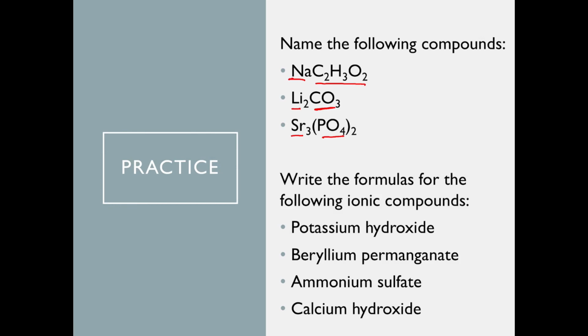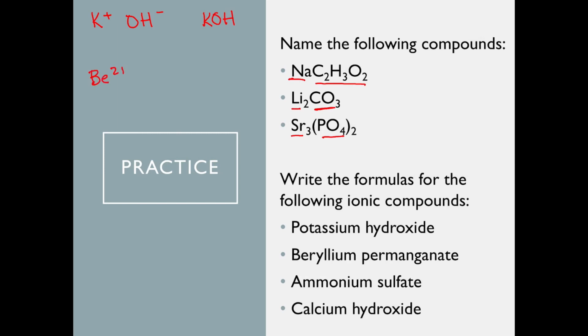Next bit says write the formulas for the following ionic compounds. So we're going to get some practice on how to write formulas using the polyatomics. Okay, so potassium hydroxide. Potassium is K+. If you go look at hydroxide, that's OH-. Since they are exactly opposite, potassium's a 1+, hydroxide's a 1-, we just mush them together and we get KOH.